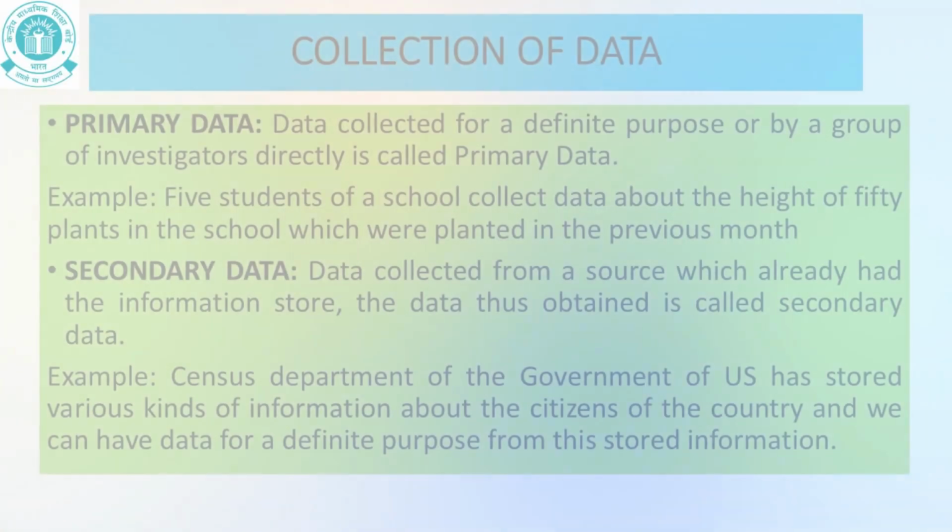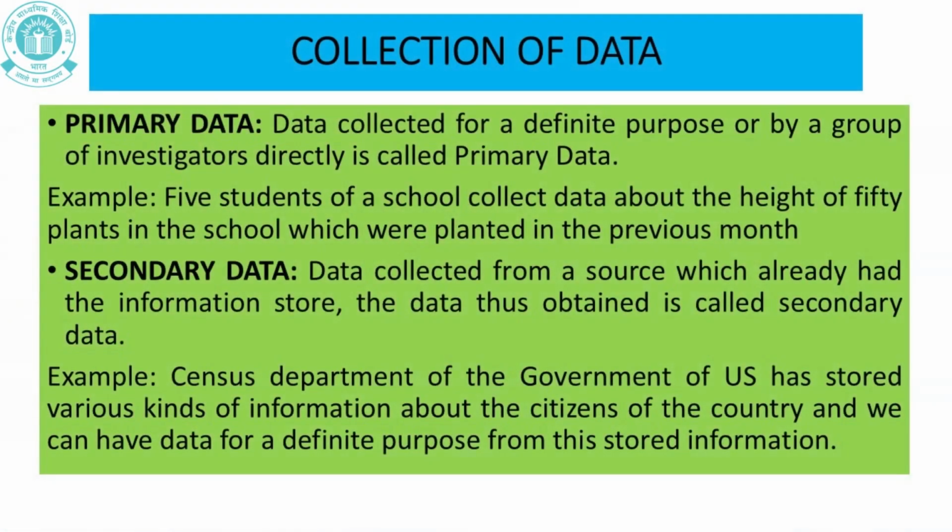This can be done in two ways. First, we have primary data. Data collected for a definite purpose or by a group of investigators directly is called primary data. Example: 5 students of a school collect data about the height of 50 plants in the school which were planted in the previous month.